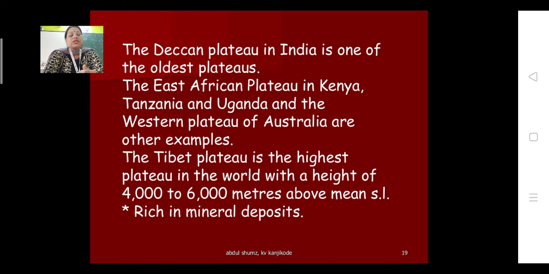The Tibet Plateau is the highest plateau in the world, with a height of around 4000 to 6000 meters above mean sea level. Plateaus are also rich in mineral deposits, mining and coal areas. The plateaus of India, like the Chotanagpur Plateau, are very rich in iron, coal, and manganese. In plateaus there are also several waterfalls.